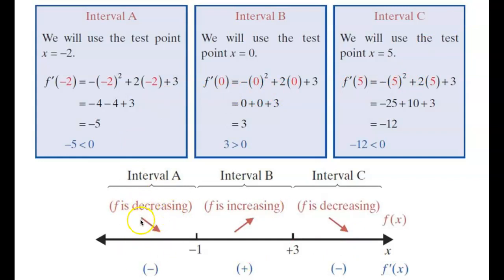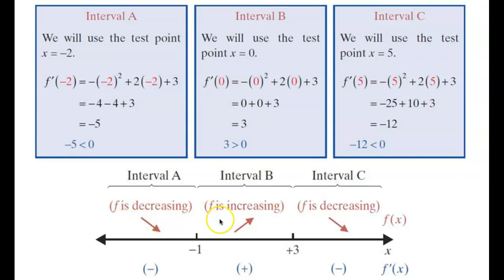So in the first interval, no matter what you use, you're going to get a negative number, because we have proven that the only place where the tangent line goes horizontal is at -1 and 3, so there's no other place for that to change. So it's all negative from -infinity to -1, so the original function f is decreasing from -infinity to -1. All positive from -1 to 3, so that function is increasing, and then it's decreasing after 3 and off to infinity.